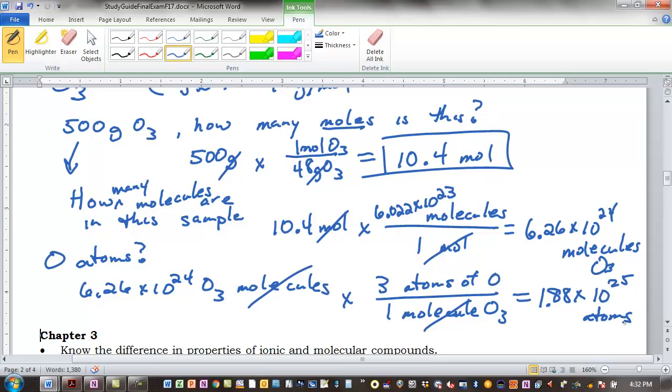If it asked for the number of oxygen atoms in glucose, for example, you would look at the subscript of oxygen in glucose, and then once you had molecules of glucose, you would just multiply by the number of oxygen atoms. Okay. Other questions?